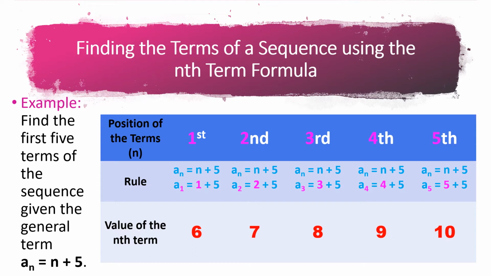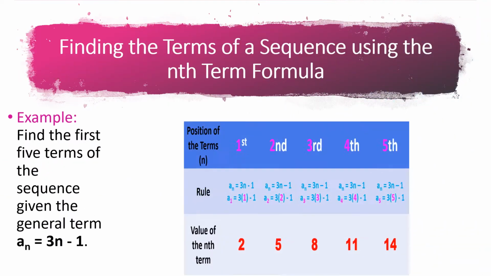How about for the fifth term? So again, use the formula given, which is a sub n is equal to n plus 5. And then, instead of writing n, substitute 5 for the fifth term. So we have a sub 5 is equal to 5 plus 5. Therefore, the value of the fifth term or a sub 5 is equal to 10. That is how you are going to find the terms of a sequence using the nth term formula.